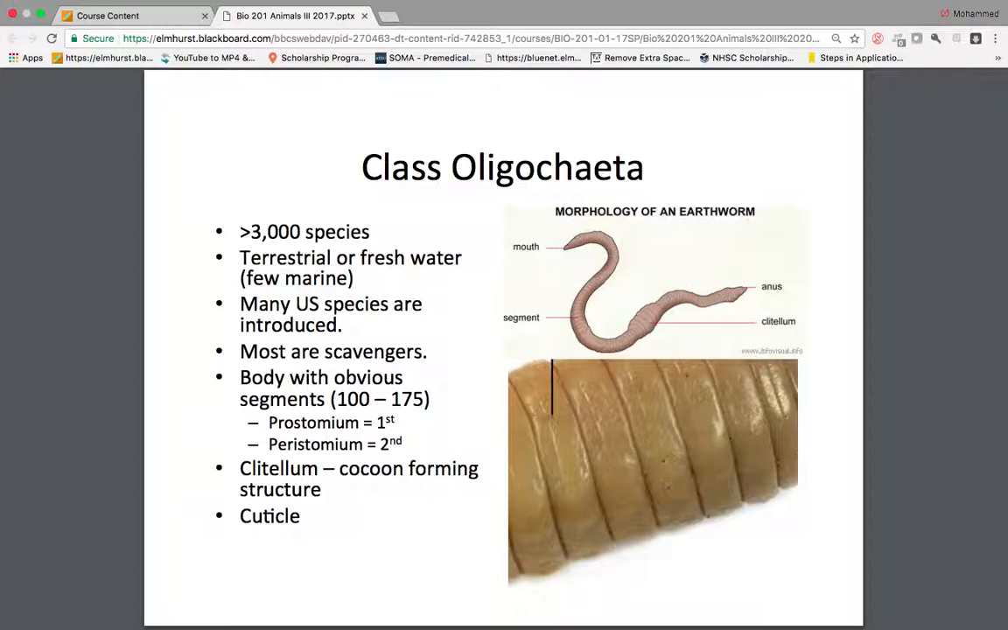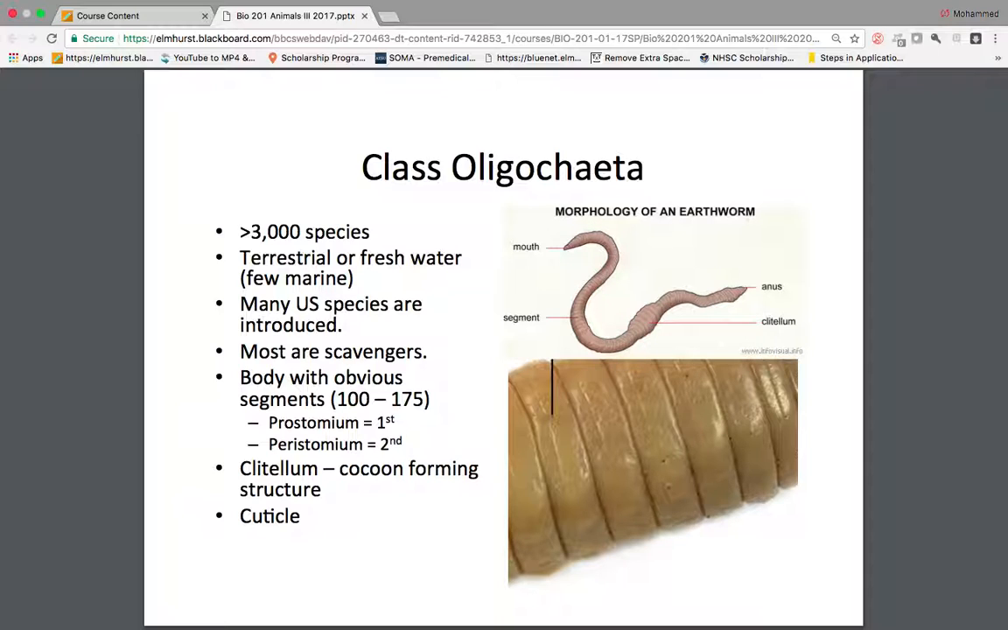When the clitellum secretes the cocoon, or secretes the cuticle layer, it begins to break off the clitellum and slide towards the head. And as it's sliding towards the head, it passes over the oviduct. And the oviduct places eggs into the cocoon. So you have unfertilized eggs, now exterior to the body of the animal, in the cocoon.